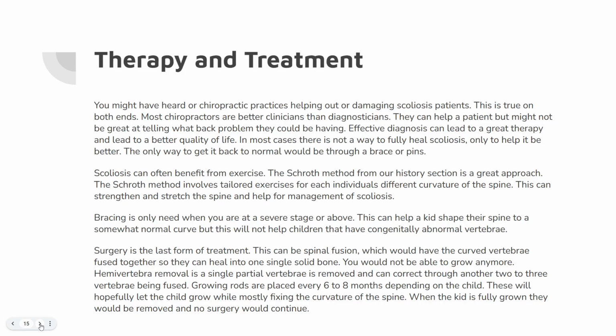have congenitally abnormal vertebrae. Surgery is the last form of treatment, and this can be a spinal fusion, which would have the curved vertebrae fused together so they can heal into one solid bone, but the patient would not be able to grow. In hemivertebra removal, a single partial vertebra is removed and can correct through another 2 to 3 vertebrae being fused. Growing rods are placed every 6 to 8 months depending on the child. These will hopefully let the child grow while mostly fixing the curvature of the spine. When the kid is fully grown, they would be removed and no surgery would continue.